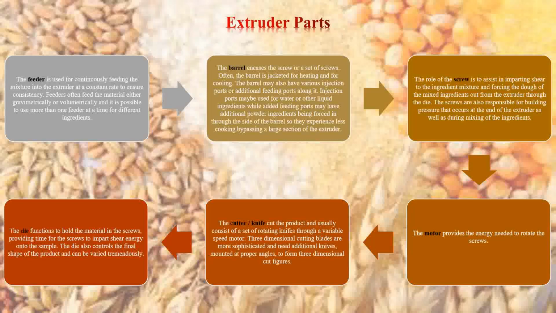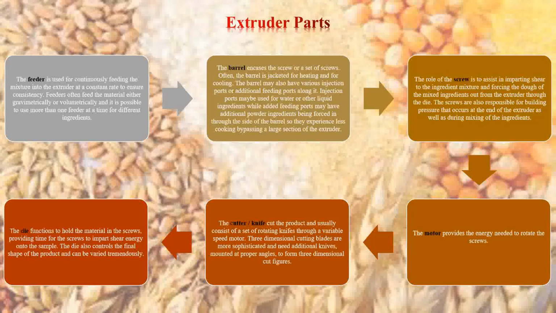As I've said, the motor is the only element that is aiding in giving energy for the rotation of the screws. Then the cutter and the knife is present, which cuts the product and usually consists of a set of rotating knives driven through a variable speed motor. Three-dimensional cutting blades are more sophisticated and need additional knives mounted at proper angles to form three-dimensional cut figures.